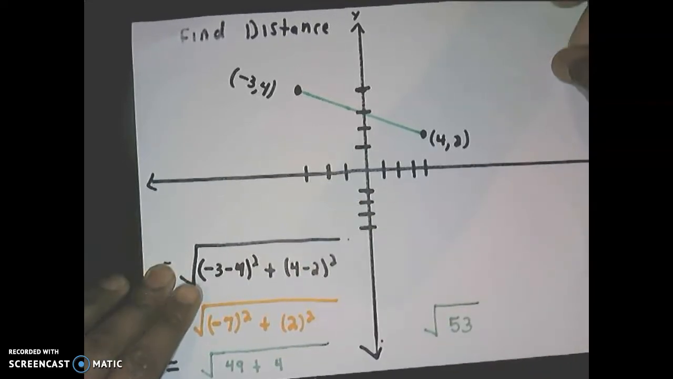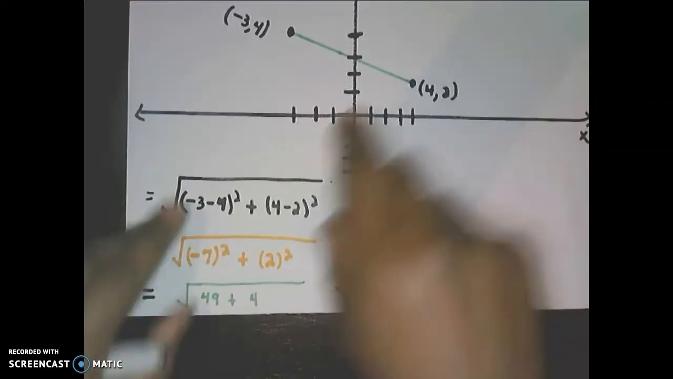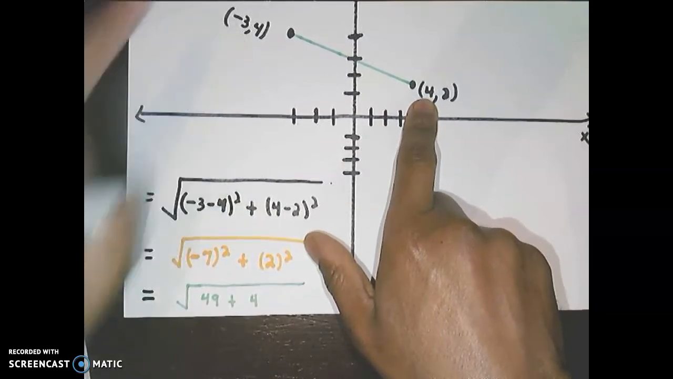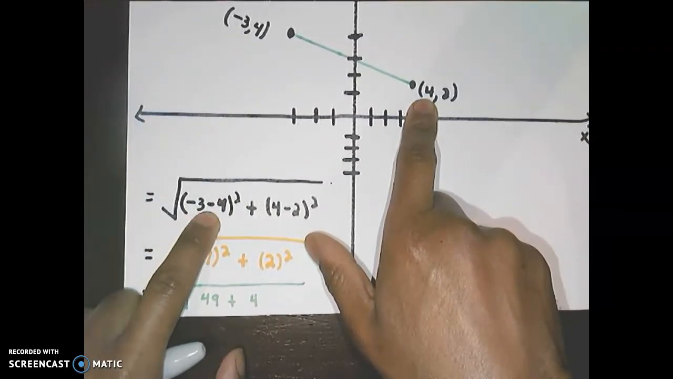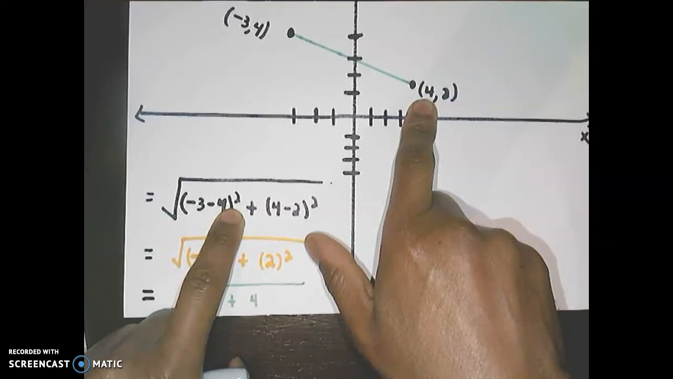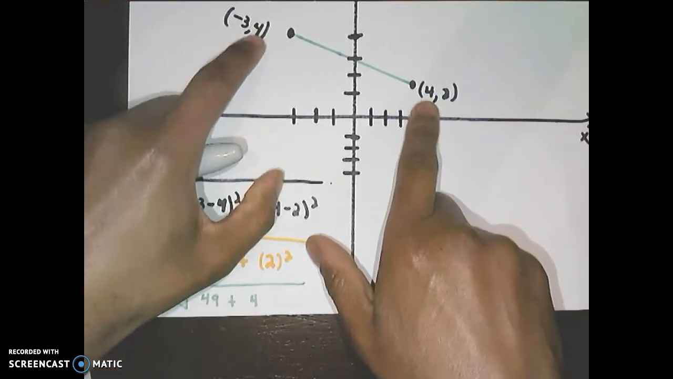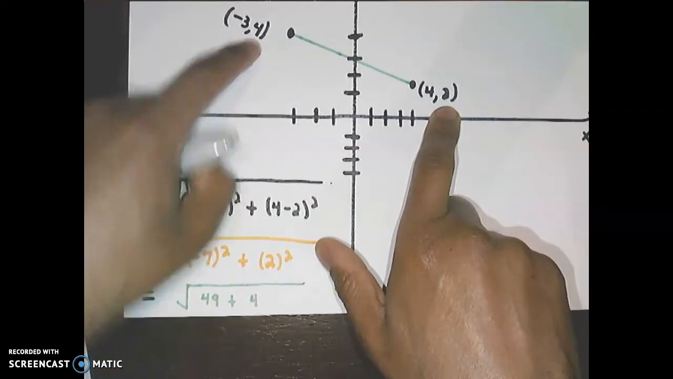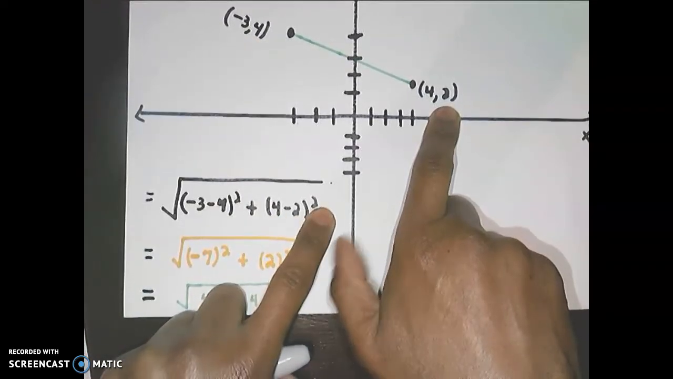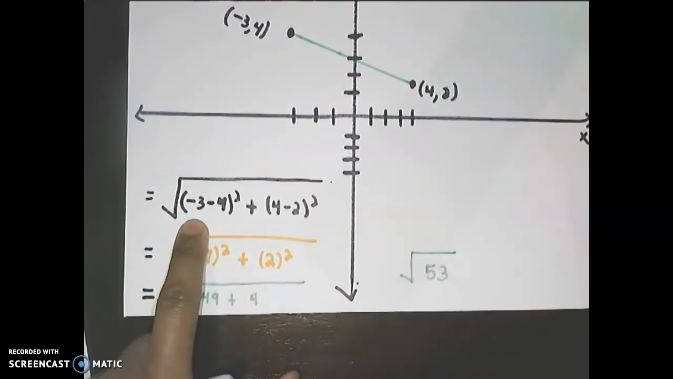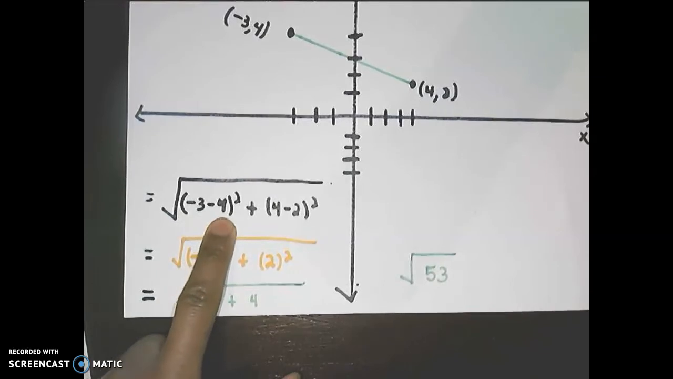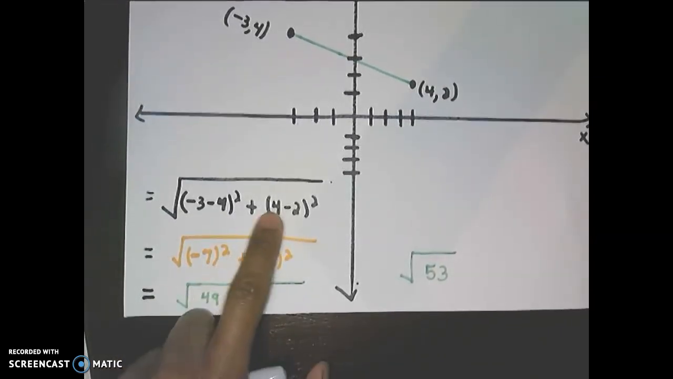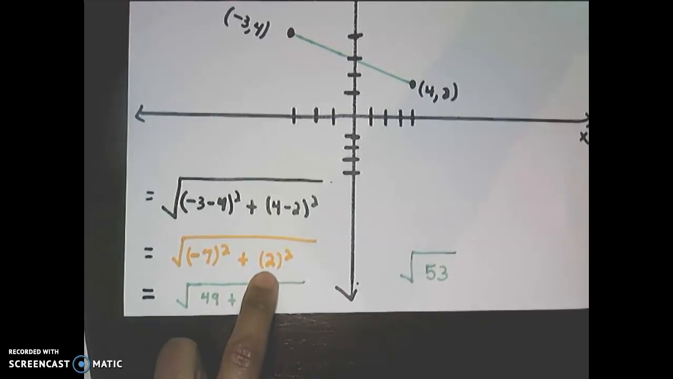So let's go ahead and look at this here. My x values are negative 3 and positive 4. But remember, I'm taking the difference. So that's going to be negative 3 minus 4, and then I'm going to square that. My y values are 4 and 2. So I'm going to take the difference, so that's 4 minus 2 and square that. So now we have negative 3 minus 4, which gives us a negative 7 squared. And 4 minus 2, that's just going to give us 2 squared.